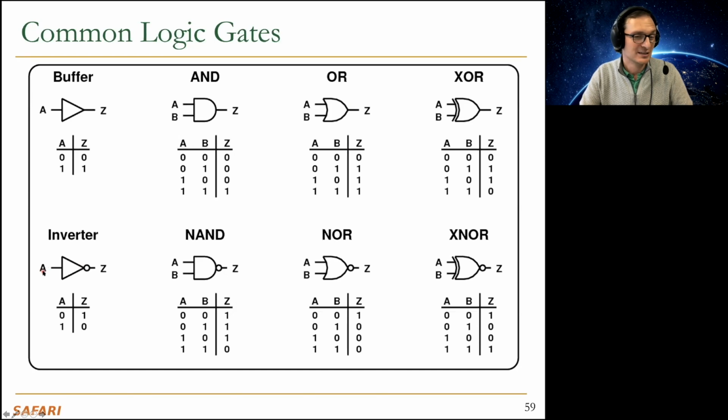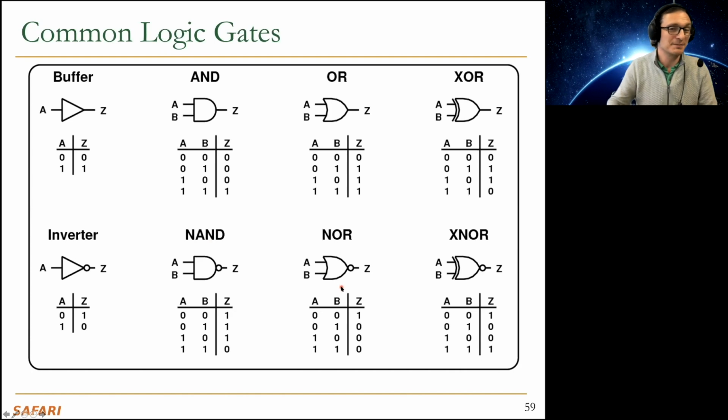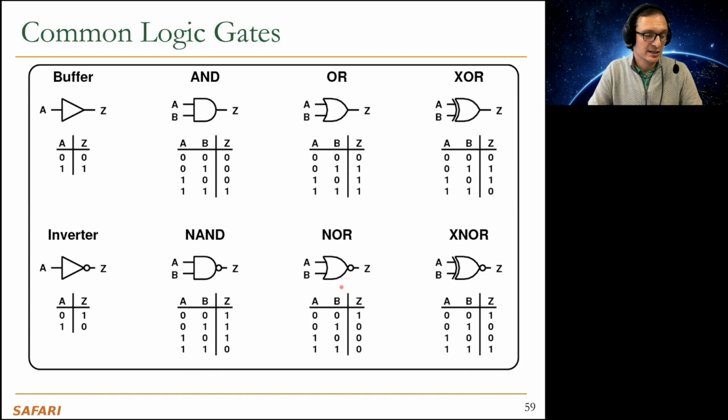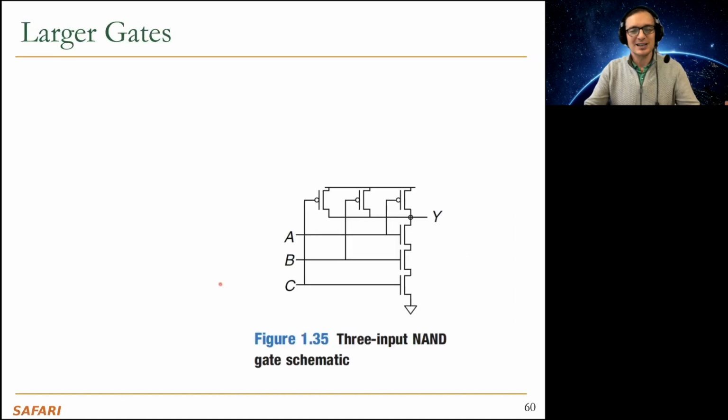Of course, you can use more gates, right? You can combine all of these, but what is sufficient is just NAND or NOR. So keep that in mind. That's the topic of functional or Boolean completeness. It's basically the minimum number or type of gates that you need to be able to build any logic circuit. Okay, so let's talk about larger gates a little bit.